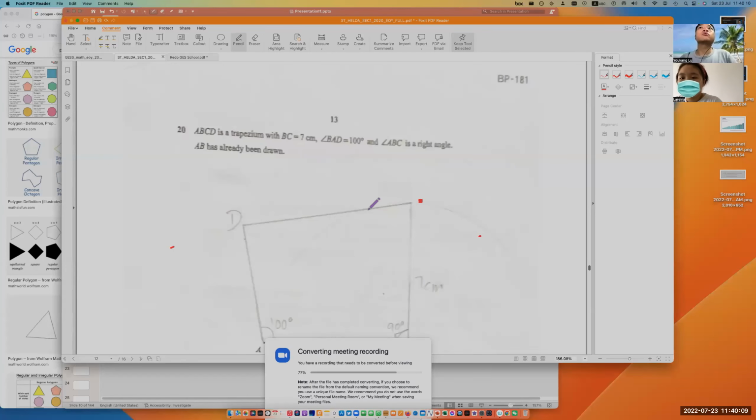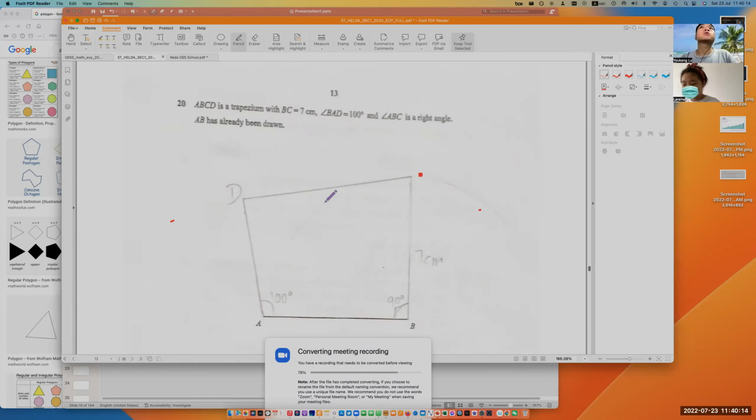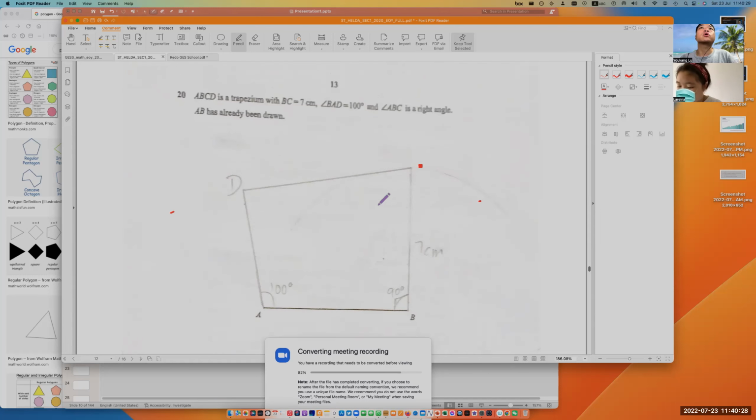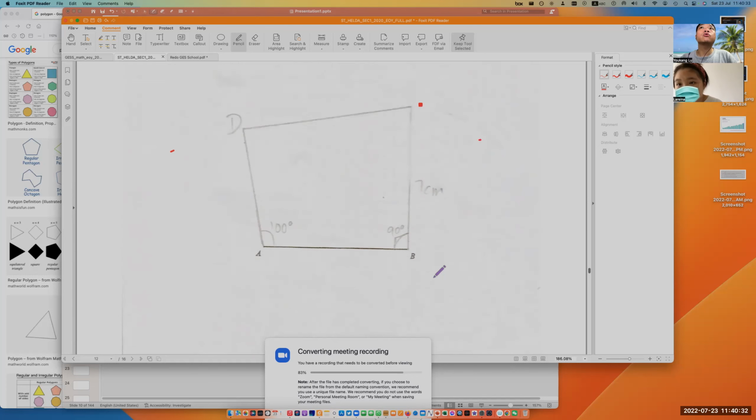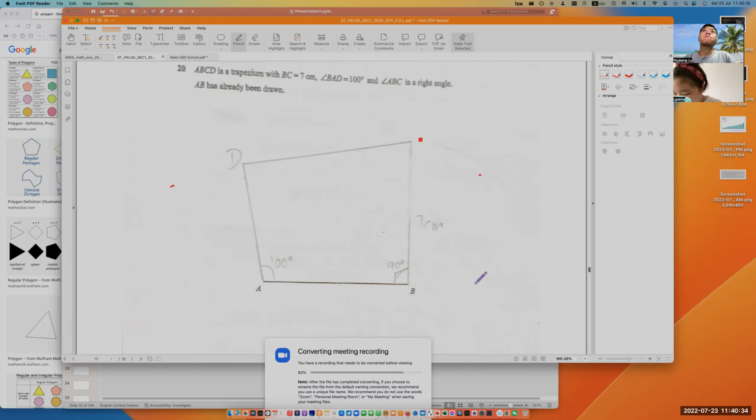Okay, good. So you asked me to explain question 20. Question 20B, calculate the area of the trapezium. How do you find the area of the trapezium? We only have one side, and also we have to split.